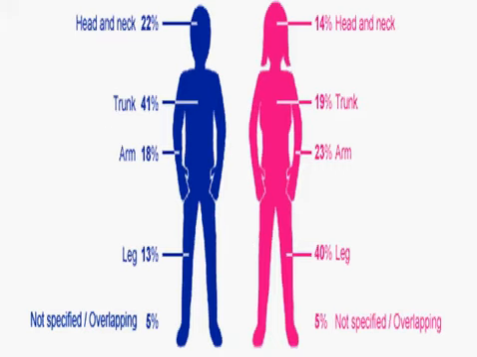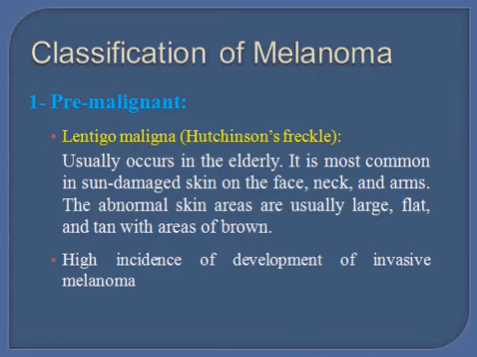We have the classification of melanoma. We have the pre-malignant type, which we call Hutchinson's freckle. It usually occurs in the elderly. It is common in sun-damaged skin on the face, neck, and arms. The abnormal skin areas are usually large, flat, and tan with areas of brown. There is a high incidence of development of invasive melanoma.